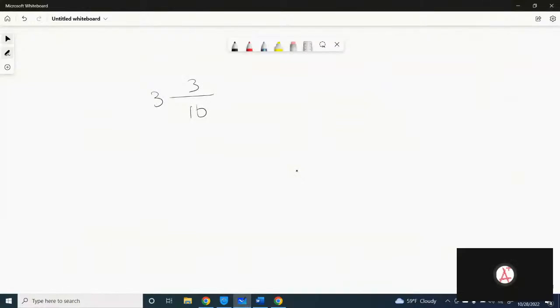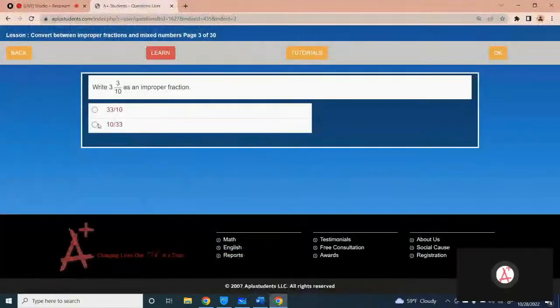Just multiply the whole number times the denominator. It is 3 times 10. Just add the numerator to the answer and divide it by the same denominator. Got it? Ten times 3 is 30 and 30 plus 3 is 33 over 10. Got it? So the correct option is 33 over 10. Just select the correct option and then click on the OK button.